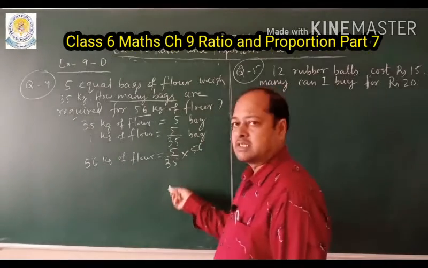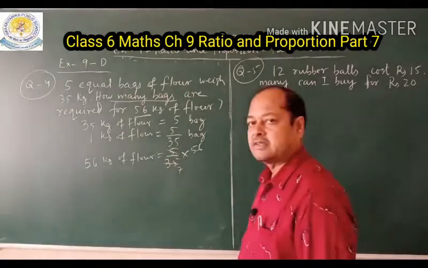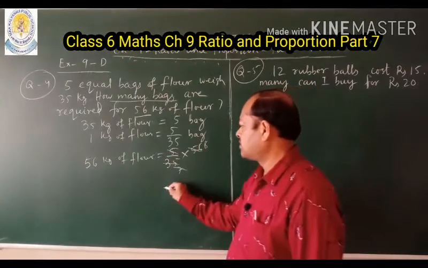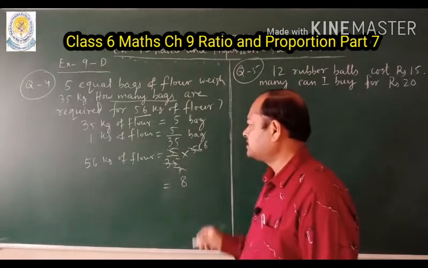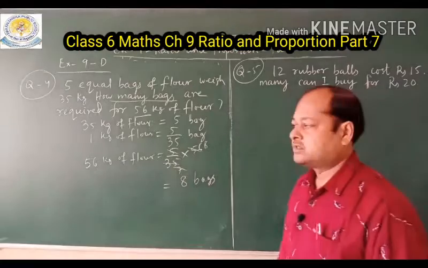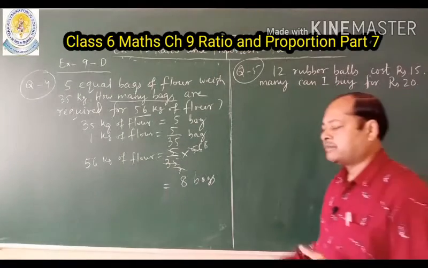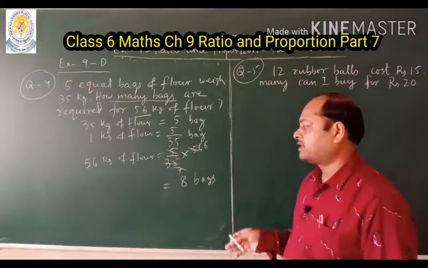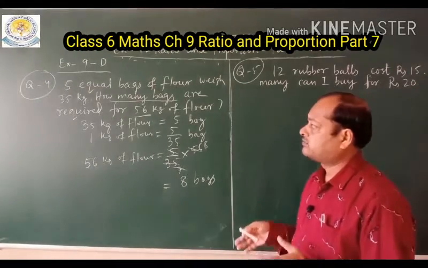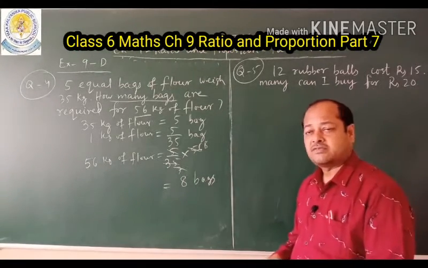Just multiply or divide here. 5 sevens are 35 and 7 eights are 56. So what did you get here? 8. What is 8? That is the number of bags. Therefore 56 kg of flour can be accommodated in 8 bags, or otherwise you can write that 8 bags of flour are required for 56 kg of flour.